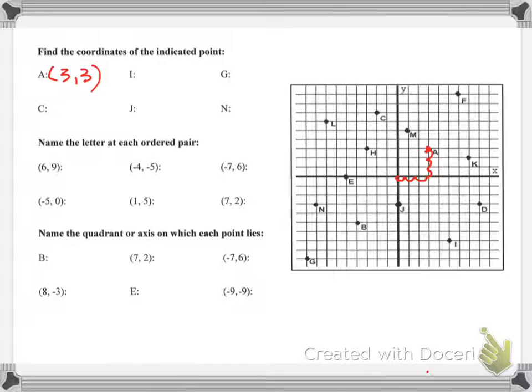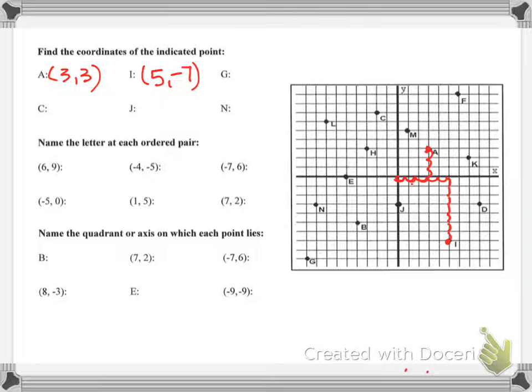So let's look at point I. Point I is over here. Well, we already know it's going to have to be a positive, negative, because we're going to be going across 1, 2, 3, 4, 5, before we go down 1, 2, 3, 4, 5, 6, 7. So we went across 5, and then we went down 7, and since we went down, that's a negative 7.